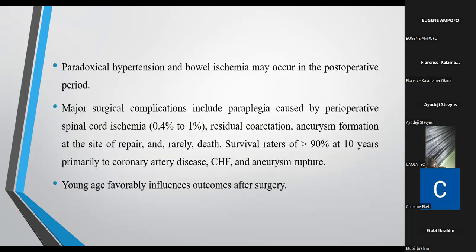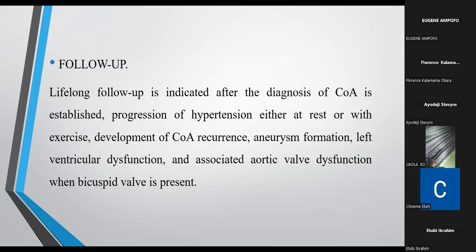Paradoxical hypertension and bowel ischemia may occur in the post-operative period. The most serious surgical complications are paraplegia caused by perioperative spinal cord ischemia, and residual coarctation. The survival rate is said to be greater than 90% at 10 years, with deaths primarily due to coronary artery disease, congestive heart failure, and aneurysmal rupture. Younger age favorably influences outcome after surgery.